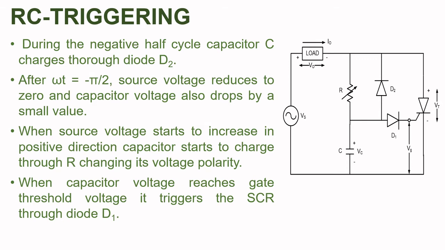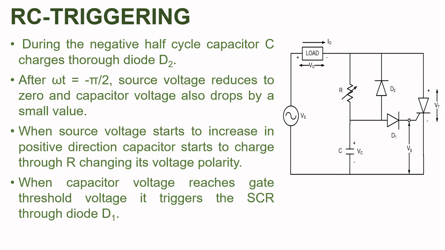So during the negative half cycle, first the capacitor charges through diode D2. Then once the capacitor is charged to a maximum voltage of Vm, which is equal to the peak value of the supply voltage at the instant omega t equal to pi by 2, the source voltage starts to reduce and capacitor voltage also starts to drop as it discharges through resistance R.